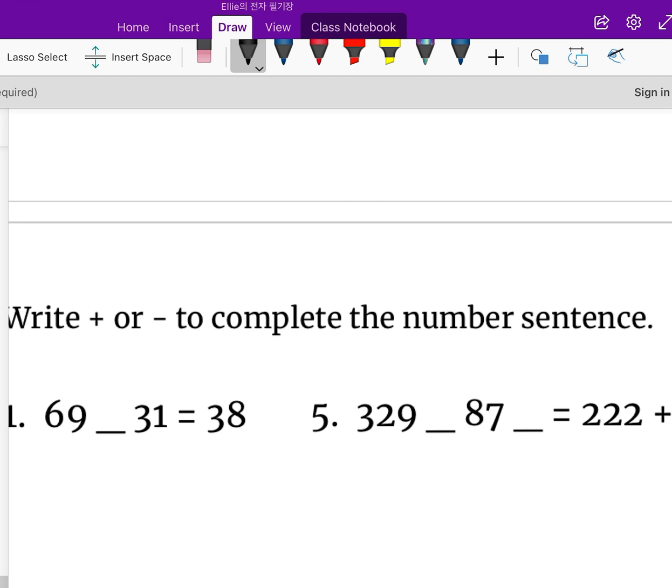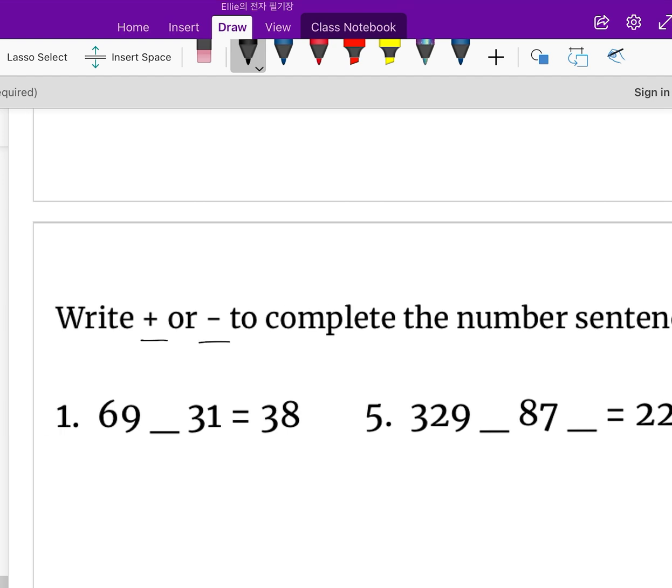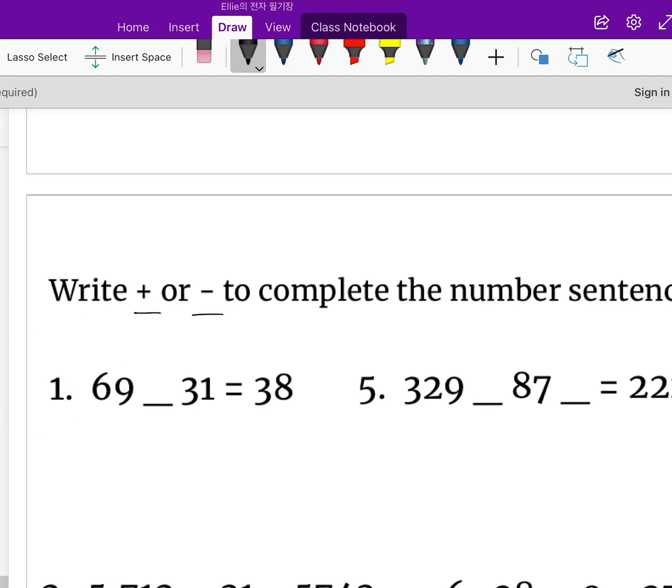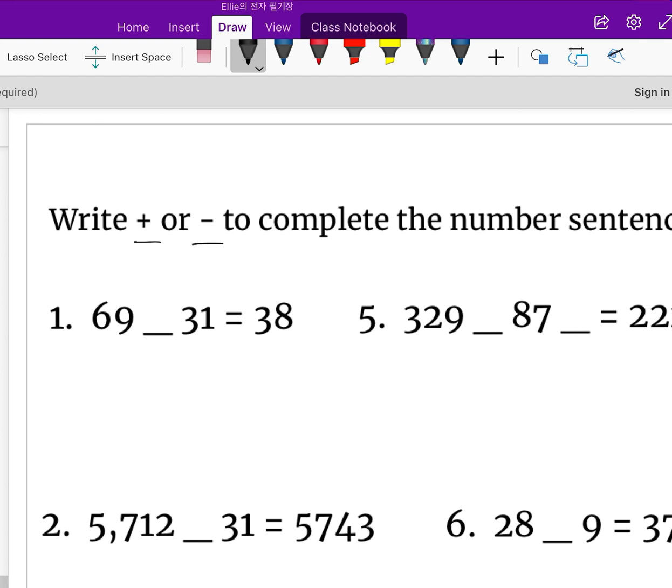For the second section, write plus or minus to complete the number sentence. So we're going to start with number 1. 69 blank 31 equals 38. So we can tell that 8 plus 1 is 9 here, and 3 plus 3 is 6. So if you add them together, that's 69. So in order to make the number equal to 38 at the end, we need to do subtraction.